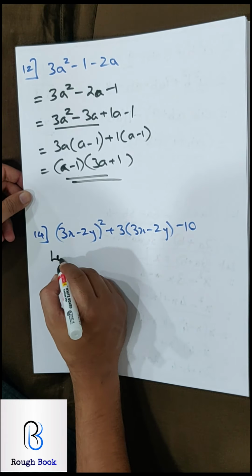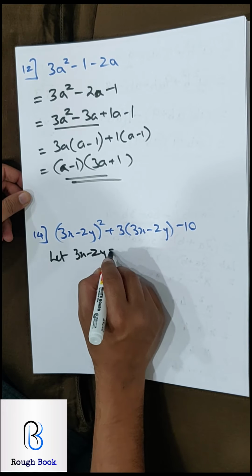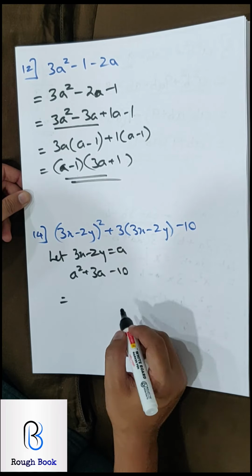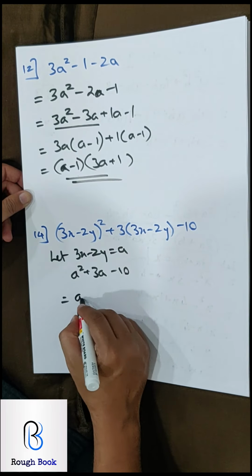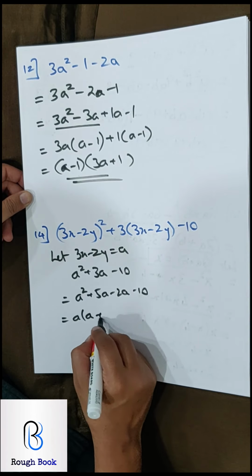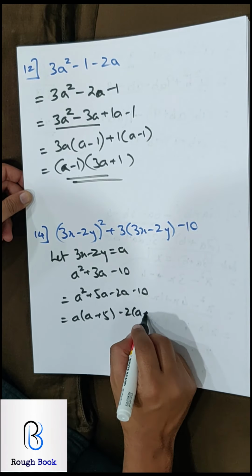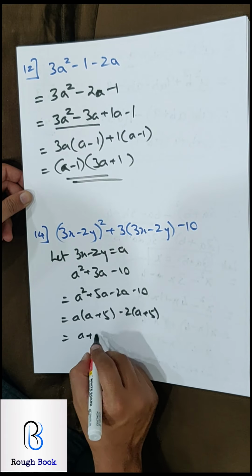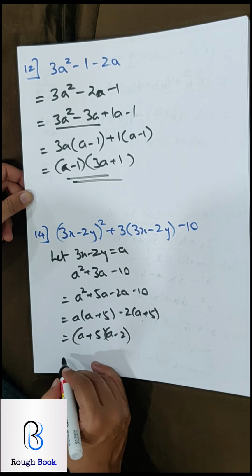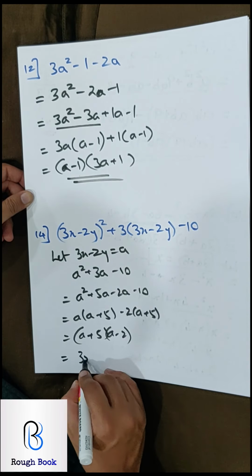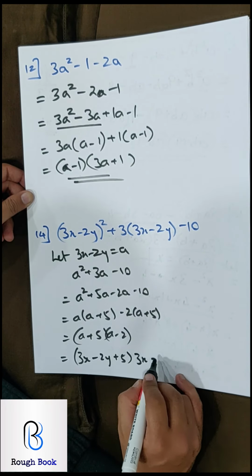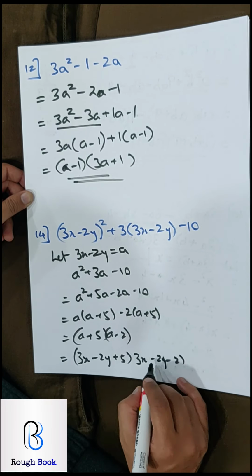Ready? Let's go. So let 3x minus 2a be a. So a square 3a minus 10. Splitting the middle term for 10. 5 2s are. So a square 5a minus 2a minus 10. A common, a plus 5. Minus 2 common, a plus 5. So I get a plus 5, a minus 2. Resubstitute, don't forget that please. So a is 3x minus 2y plus 5, 3x minus 2y minus 2.